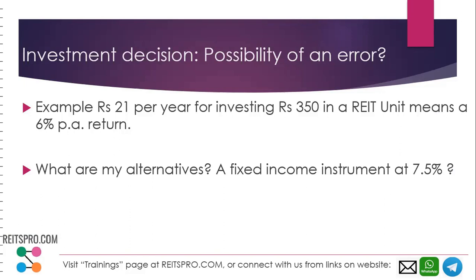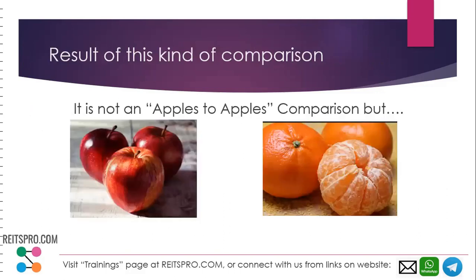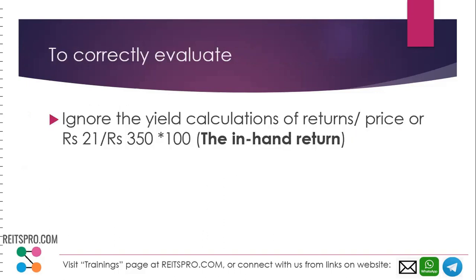For example, we say that we earn 21 rupees a year for investing 350 rupees in a REIT unit. That means we are getting a 6% return. Now we see an alternative of a fixed instrument at 7.5%. So do we say that that's better? This results in a comparison which is not really an apples to apples comparison, but an apples to oranges comparison. Why?